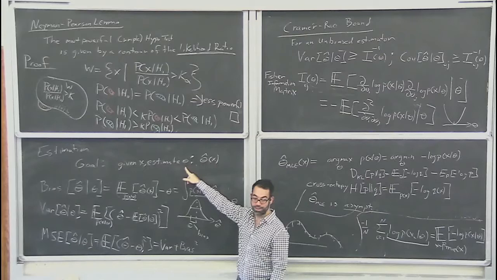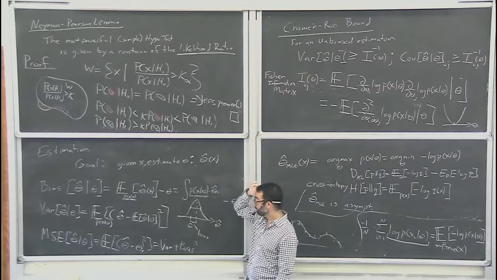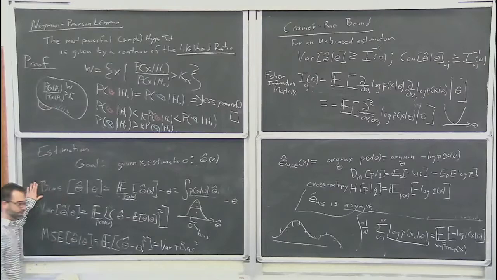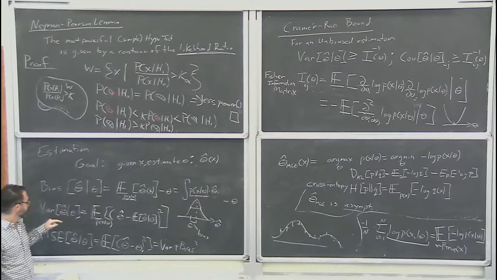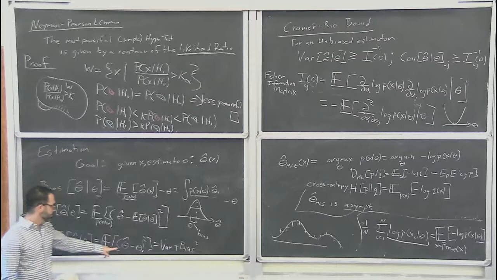Our notation for that was theta hat of X, which is some generic function of the data. This is called an estimator, and we talked about the properties of estimators without being specific about how you go about doing it. We talked about bias, which is how the average value of your estimator differs from the true value. Variance is how much that estimator is spread around its own average. And mean squared error is how different the estimator is from the true value, squared, which can decompose into bias and variance.